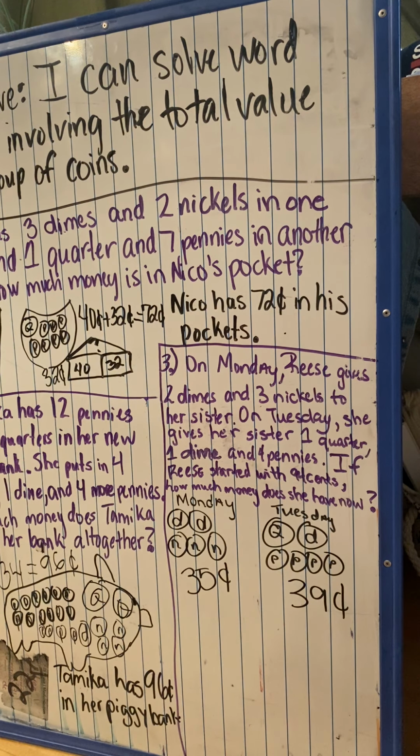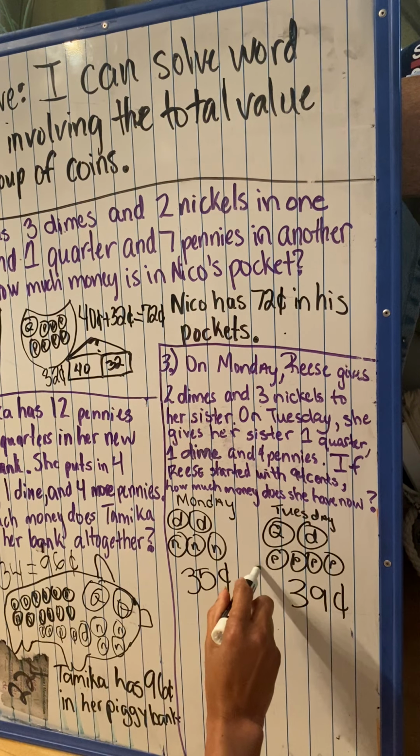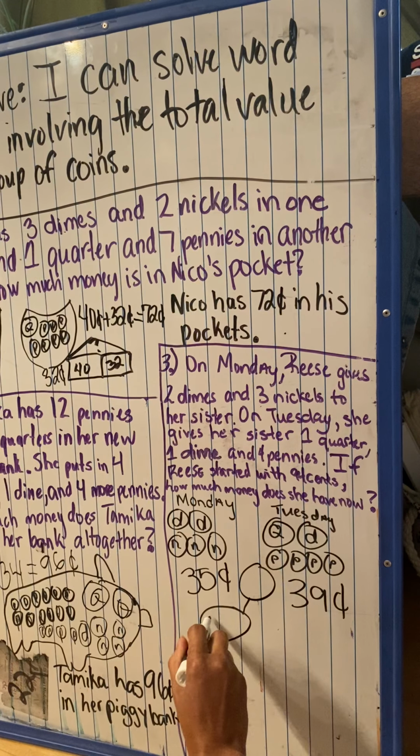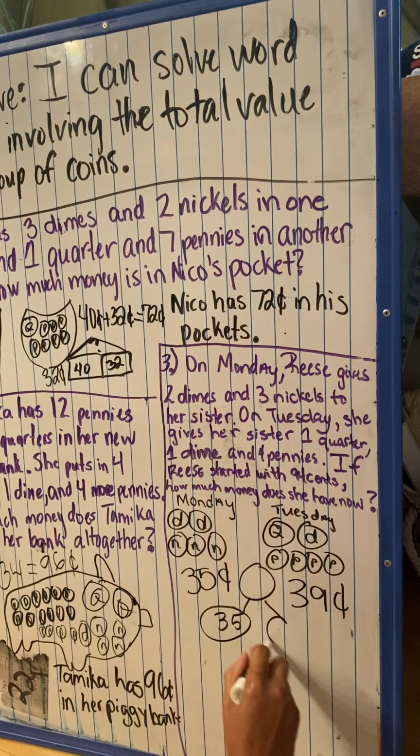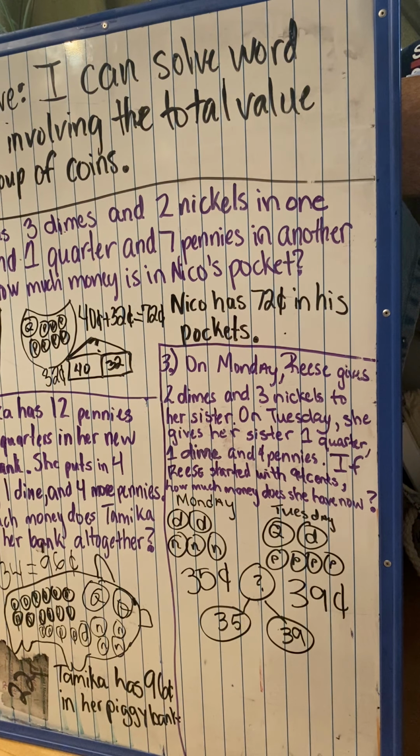So now we need to add 35 plus the 39. And if I wanted to put that in a number bond, I have one part, I have another part, and I'm looking for the whole. Okay? All right. So let's add the money from Monday and Tuesday. And you can do it your own way and tell somebody how or why you decided to use that particular strategy.